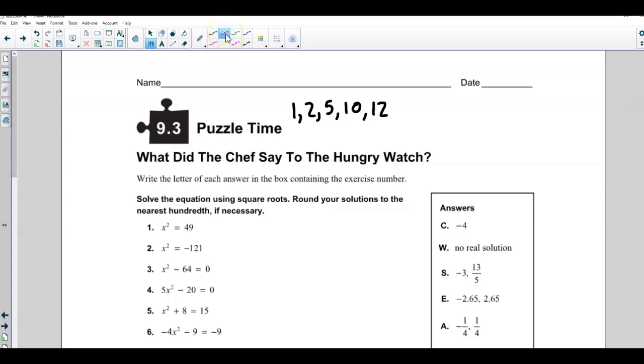So we're going to be going over questions 1, 2, 5, 10, and 12. That's a little bit of everything. So if you look at number 1, set up very nicely for us. It's just x squared equals 49. Remember, we're trying to solve for x here.